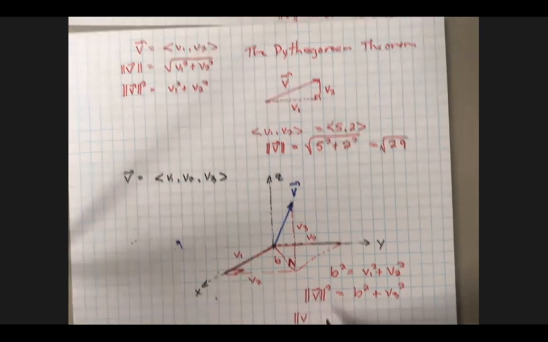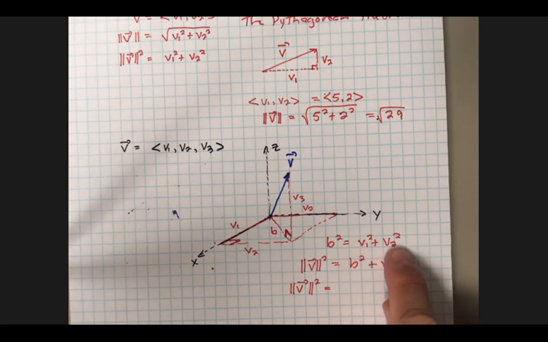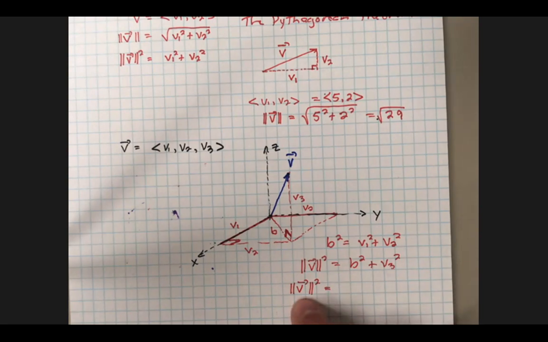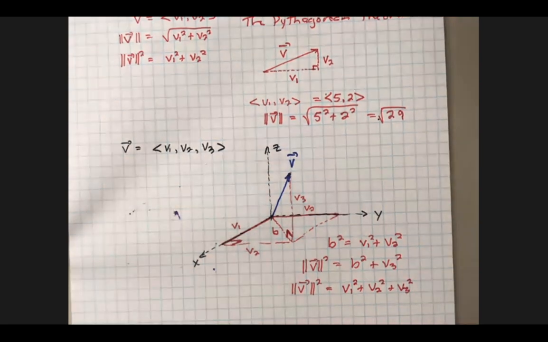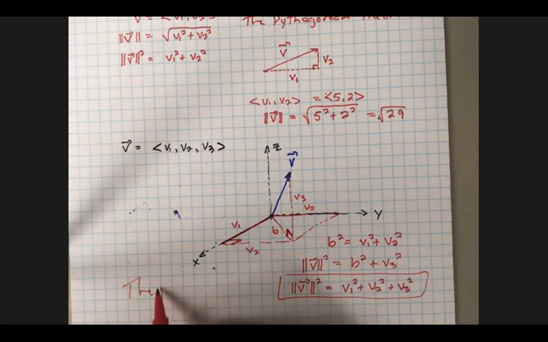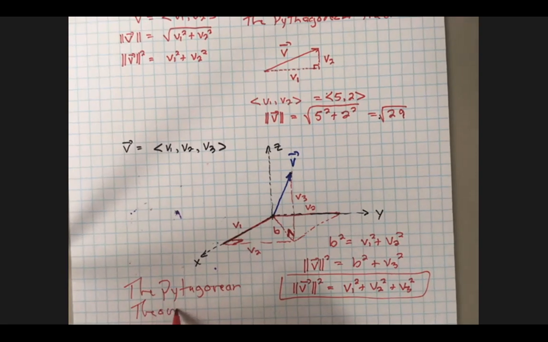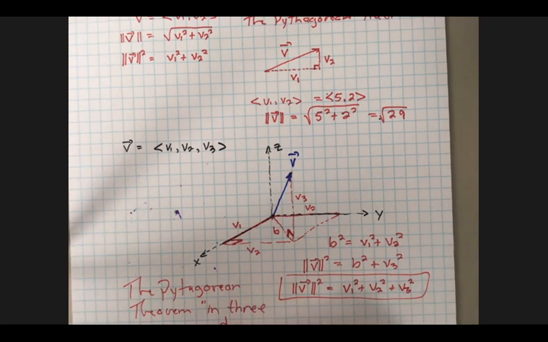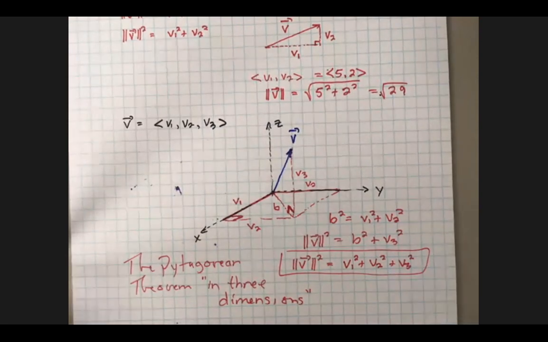Well, now you see that if you put these together, excuse me, I'll move my paper up. V1 squared plus V2 squared is B squared. B squared plus V3 squared is mag V squared. So mag V squared apparently is V1 squared plus V2 squared plus V3 squared. So you could think of this statement right here as the Pythagorean theorem in space, or the Pythagorean theorem in three dimensions. Now that's not an ordinary way that people refer to it. They keep it in two dimensions because they want to respect the original object. But you could think of this literally as a Pythagorean theorem in three dimensions.